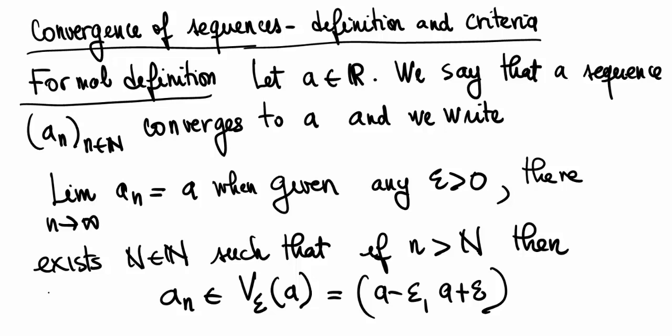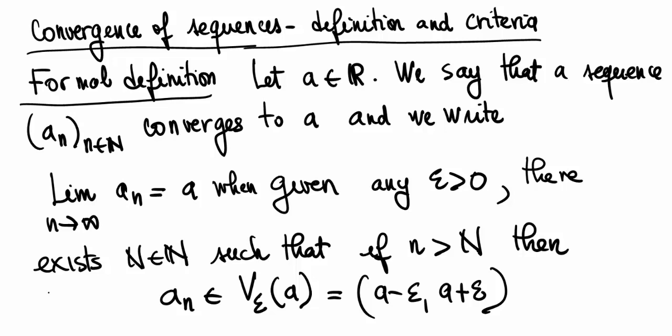Well, first you need a sequence to converge to a real number. So let A be a real number. We'll say that a sequence is convergent to a real number A, and we'll write that the limit of a_n as n is approaching infinity is A, when given any positive epsilon, there exists a natural number N such that as long as little n is greater than big N, then the nth term of the sequence is in the epsilon neighborhood of A.